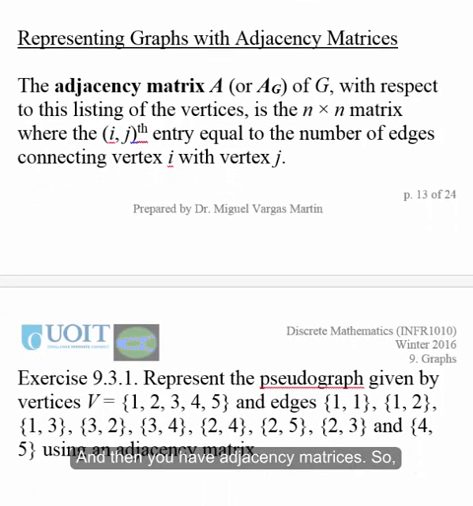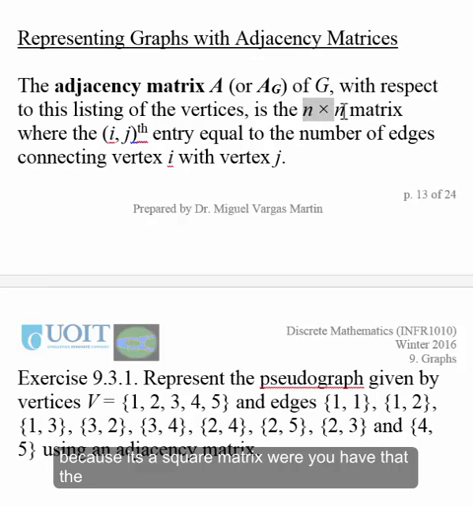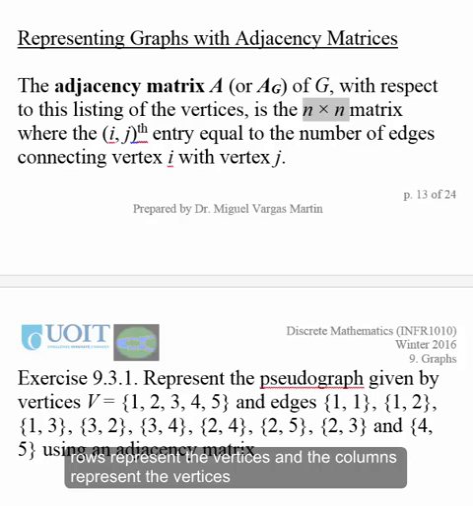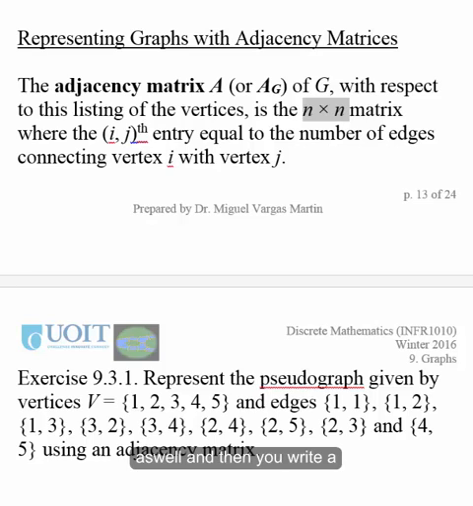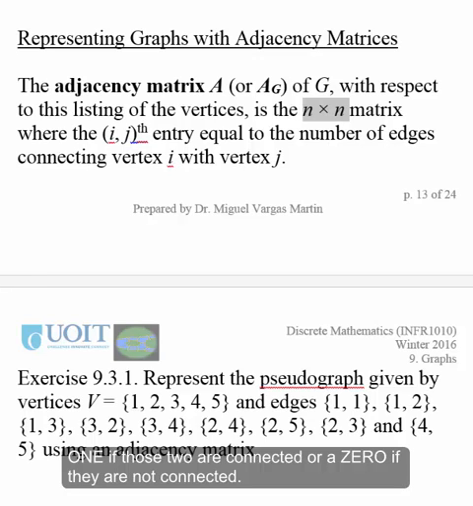And then you have adjacency matrices. The adjacency matrix is an n by n matrix because it's a square matrix where the rows represent the vertices and the columns represent the vertices as well. And then you write a 1 if those two are connected or a 0 if they are not connected.